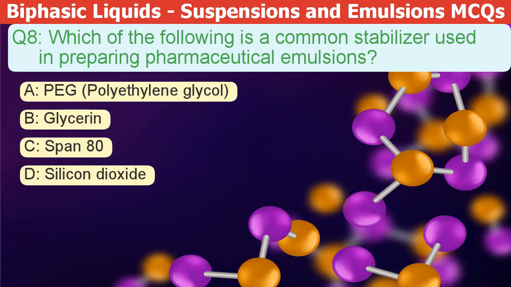Which of the following is a common stabilizer used in preparing pharmaceutical emulsions? A. PEG, polyethylene glycol. B. Glycerin. C. Span 80. D. Silicon dioxide.